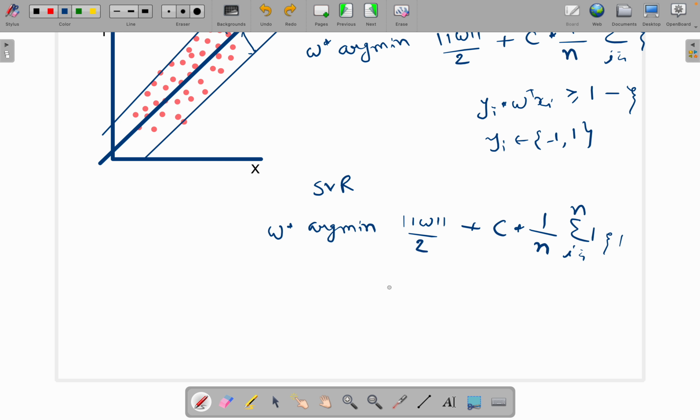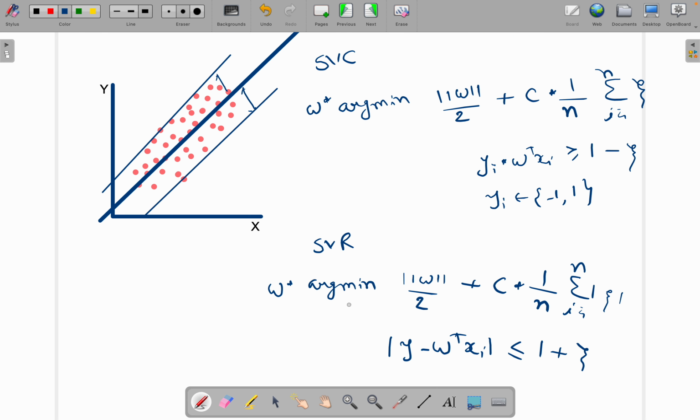So this is the cost function, or our optimization function, for support vector regression. Here the catch is the constraint: absolute value of yi minus W transpose xi will be less than or equal to 1 plus eta, okay? So let's understand what eta is here and what we are doing, okay? Basically, in the regression setting we don't use any classification metrics, right? We use, let's say, MSE, mean squared error, or mean absolute error, right? These kinds of errors are used when we are in a regression setting.